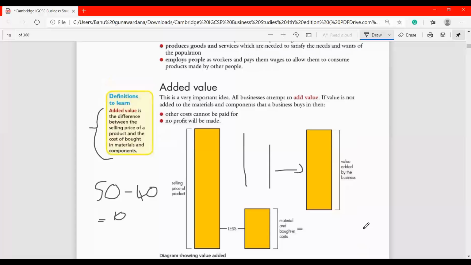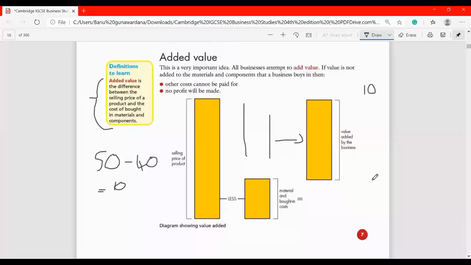If there is not something called an added value, for example, let's think this milk carton is sold for $50, and if the cost of the bought-in materials is also $50, or in the other way, if a person is producing a bun, if the cost for the bun is $10, and if that person is selling that bun for $10, when it is 10 minus 10, this is 0, which means the added value is 0.